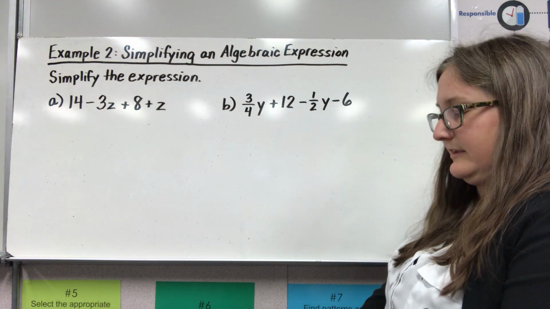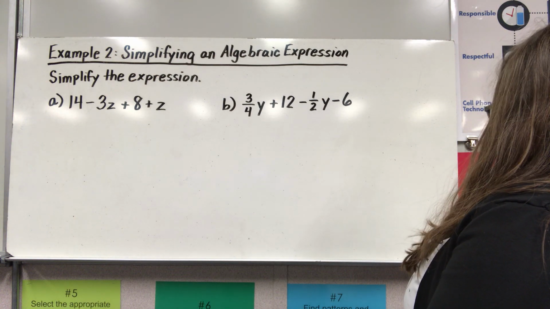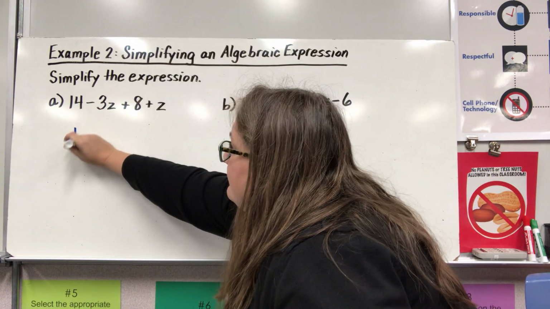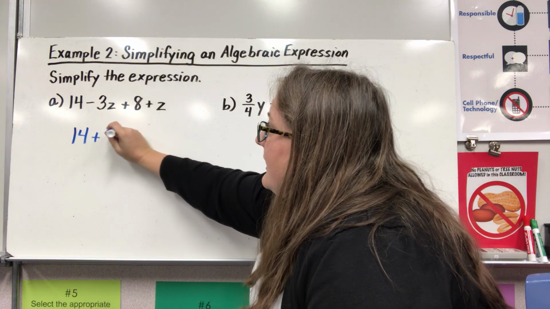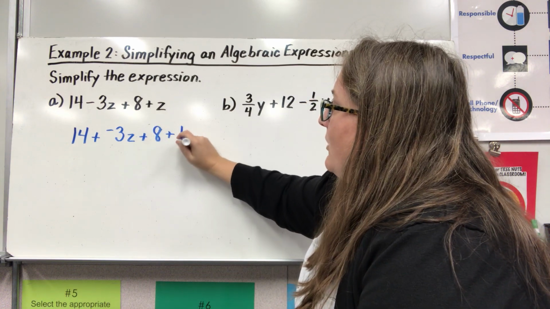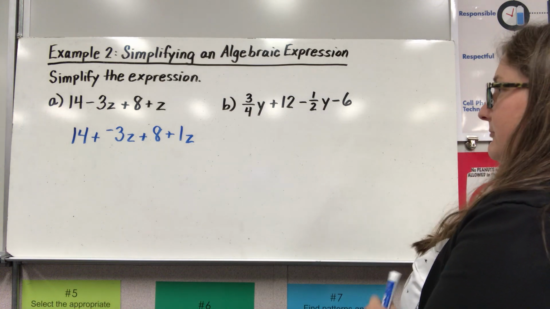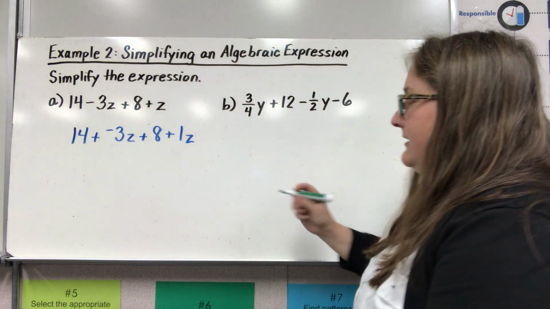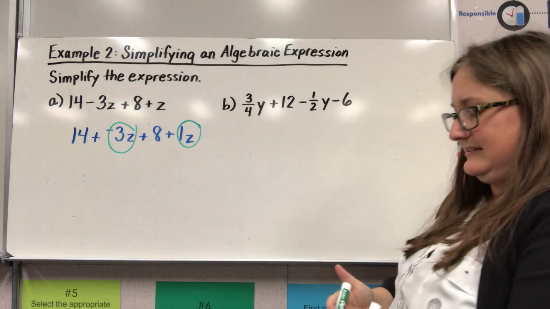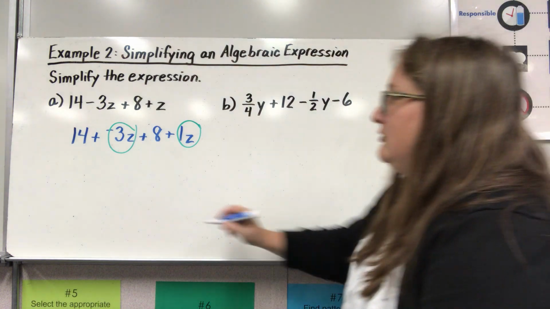Let's try simplifying some expressions. So always the first thing, I need to have them written as addition. So this is going to become 14 plus negative 3z plus 8 plus 1z. So I'm going to find some like terms. The first two I happen to see are 1z and negative 3z. So together, the two of those are going to become negative 2z.